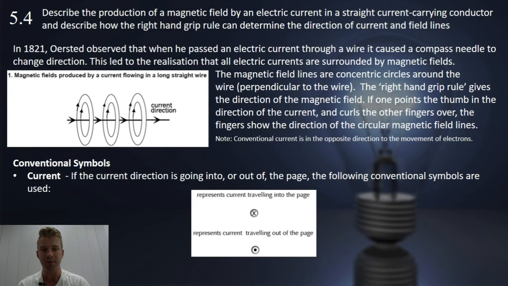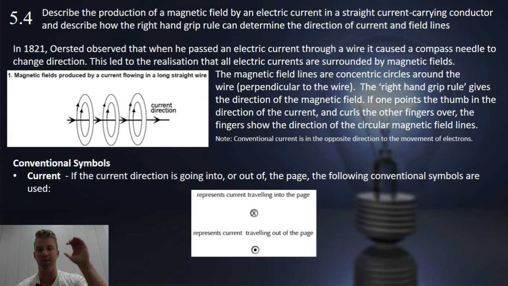So in 1821, Christian Ørsted observed that when he passed electric current through a wire, the compass needle changed direction. This led to the realization that electric current is surrounded by magnetic fields. So the magnetic field lines are concentric circles around the wire, perpendicular to the wire. So if you look at the diagram on the left, it demonstrates that.